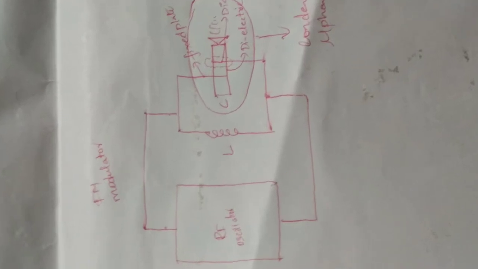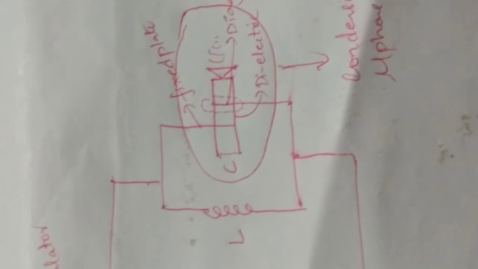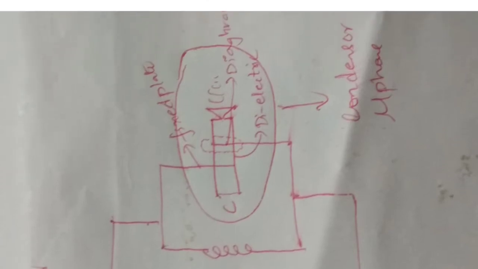So coming to the circuit of the FM modulator, you can see a clear picture of the circuit. You have two blocks for the FM modulator. One is the RF oscillator, that is, radio frequency oscillator. The other block comprises an inductor and a capacitor. If you observe the figure keenly, the capacitor has two plates. One is a fixed plate and the other one is the diaphragm. The space or distance between these two metal plates acts as a dielectric. And this complete arrangement is known as a condenser microphone.